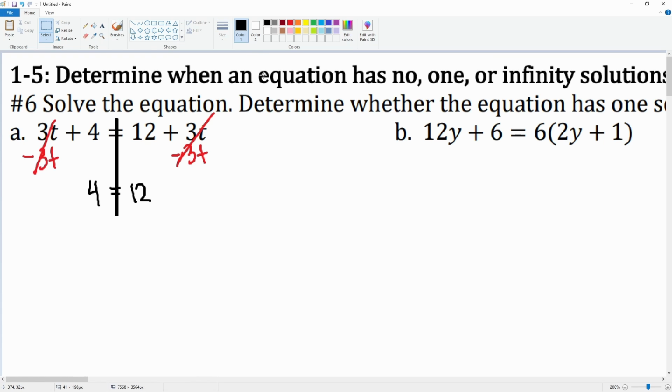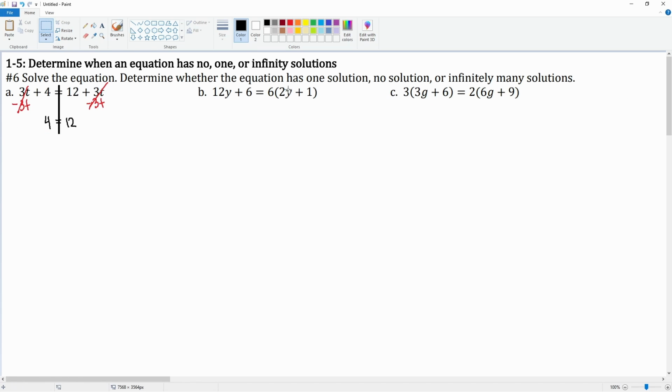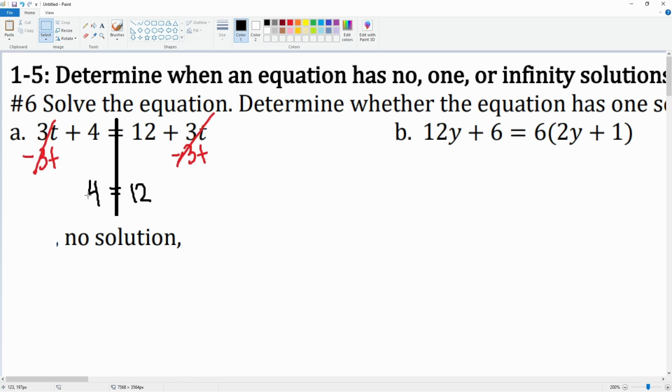Because it is never, we say now that this is no solution. Okay? Because this never happens. 4 is never equal to 12. That's why the answer is no solution.